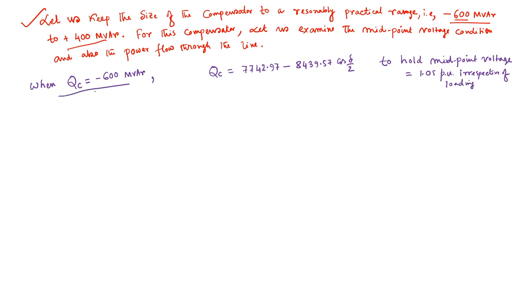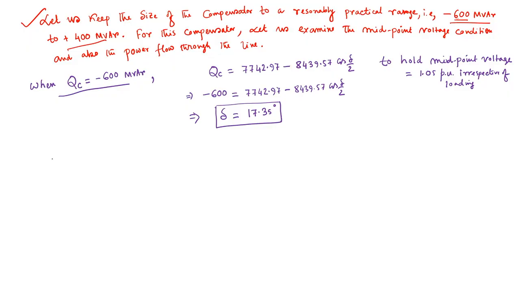Now, when QC is equal to minus 600, we can write minus 600 is equal to 7742.97 minus 8439.57 cos delta by 2. If you solve this equation, you will get a value of delta. So, this delta we obtained as 17.35 degree. That means that when the compensator rating is minus 600 MVAr, according to this compensation equation, we will come up with a value of delta equal to 17.35 degree.